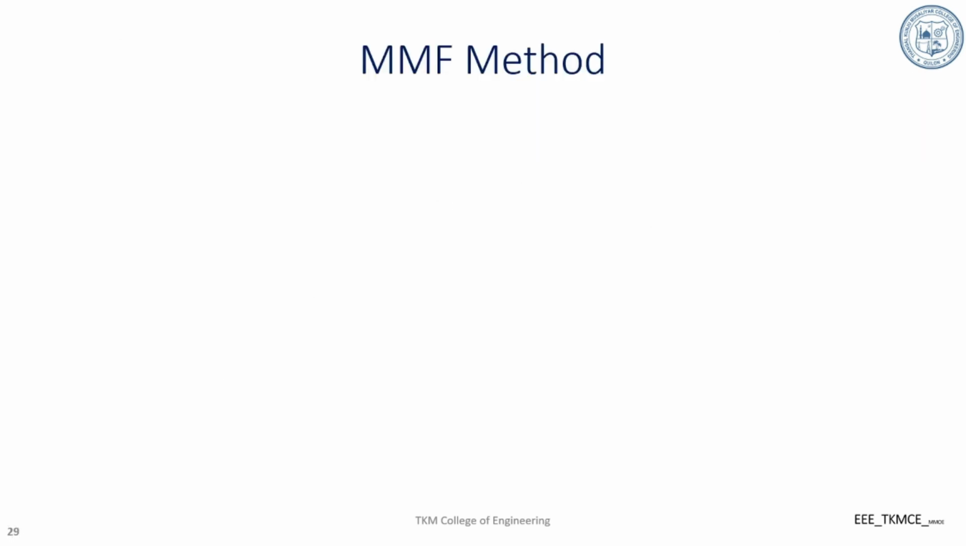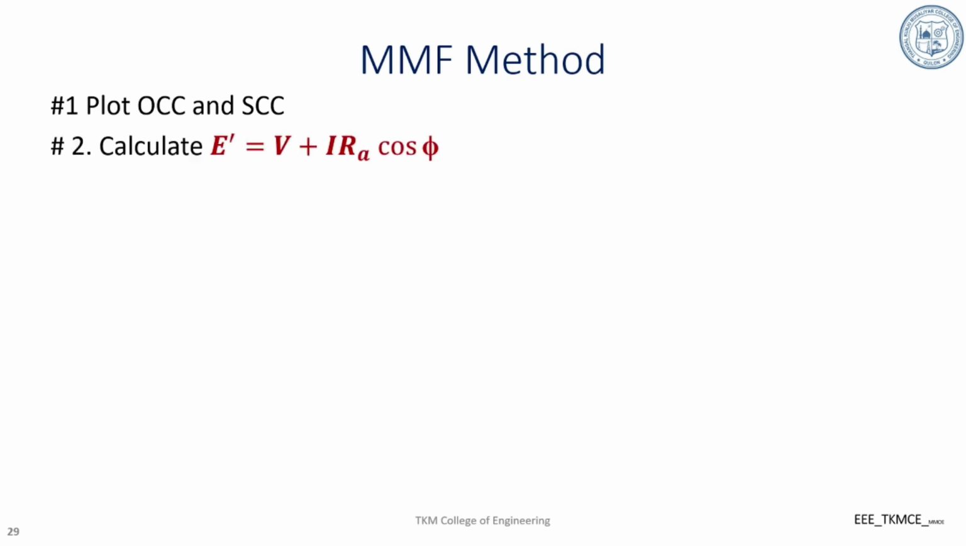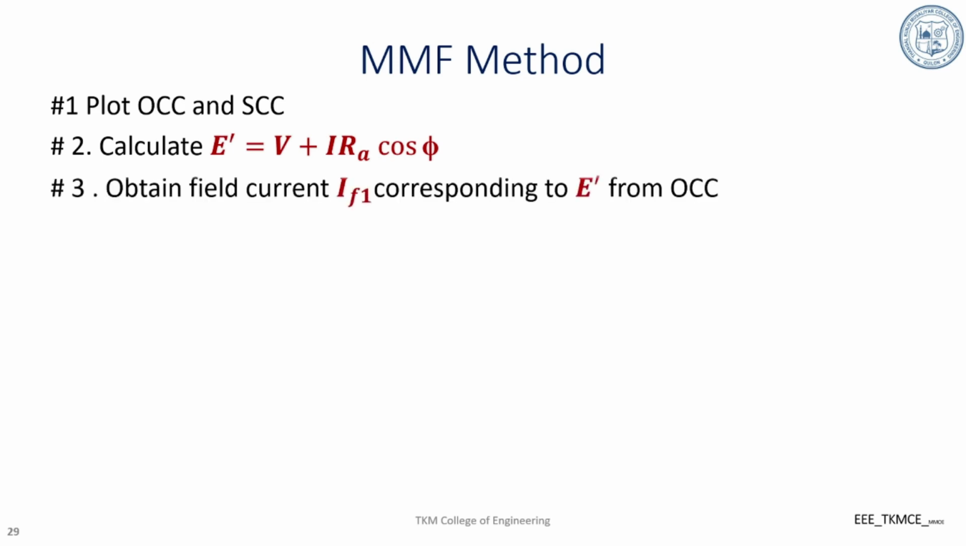Coming to the steps to be followed in the MMM method, here we need to perform 3 tests on the given machine. One is open circuit characteristics, the second one is short circuit characteristics, and we need to calculate the synchronous reactance of the machine. The first step is to plot open circuit and short circuit characteristics. The second step is to calculate E dash, which is equal to V plus I into Ra cos phi. The third step is to find the field current corresponding to E dash from open circuit characteristics.